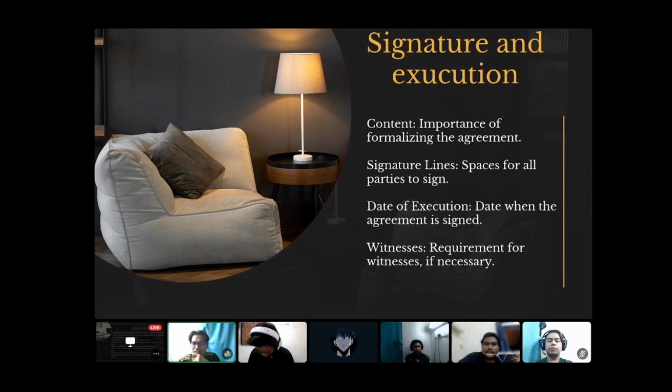So moving on, signature and execution. There are four main aspects, which is content, the importance of formalizing an agreement. Number two is signature lines, spaces for all parties to sign. Third is date of execution, the date when the agreement is signed. And the last one is witnesses, requirement for witnesses if necessary.